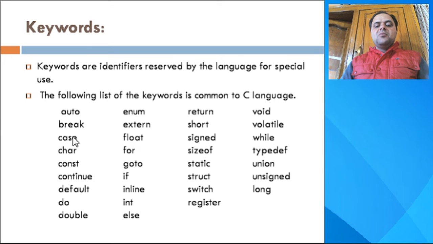So these are auto, break, case, char. These all are keywords. Keywords are those identifiers which are reserved by C language for its special use.